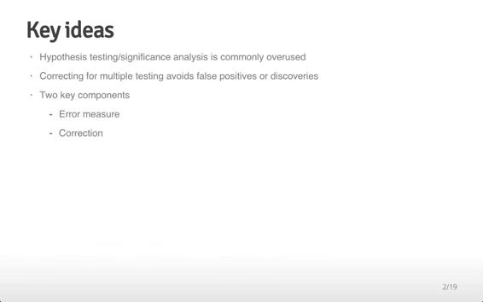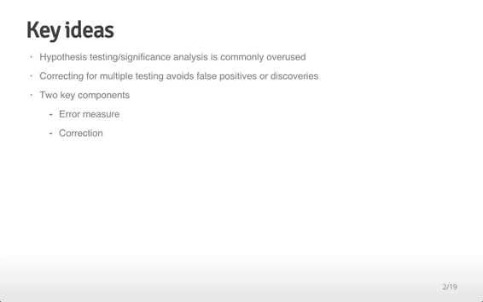The key ideas here are that hypothesis testing and significance analysis are commonly overused techniques. In particular, what people will often do is calculate multiple p-values when analyzing the same data set and then report only the smallest p-value, or report all of the p-values but claim all p-values less than 0.05 are significant, which leads to some problems that I'll demonstrate in a minute. So what we would like to do is correct for multiple testing to avoid false positives or false discoveries when performing analyses with many variables.